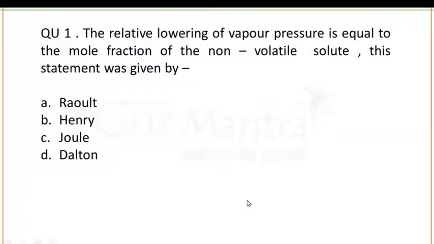Okay, now we have some questions related to today's lecture. Number one question says the relative lowering of vapor pressure is equals to the mole fraction of the non-volatile solute. This statement was given by. You have four options. Option A, Raoult. Option B, Henry. Option C, Joule. And option D, Dalton. So you have 10 seconds to answer this question, guys.